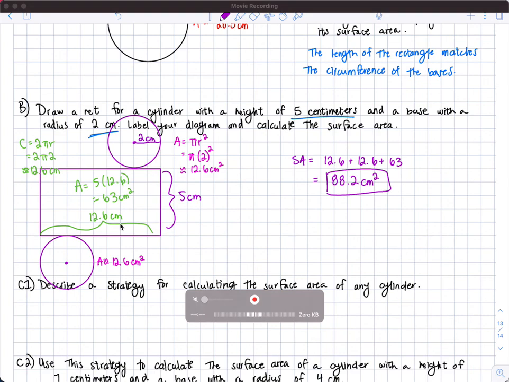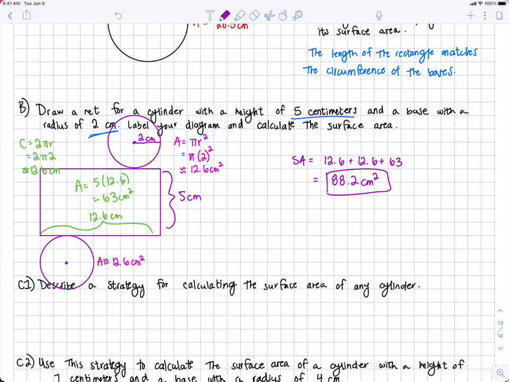All right, so we found the areas of the circles. We found the circumference to help us find that missing length of the rectangle. And hey, look at that. Actually, it turned out to be almost the same thing as the areas, so 12.6. And then we found the area of the rectangle. Once you find the area of all three parts, add them together, and our approximate area is 88.2 square centimeters.